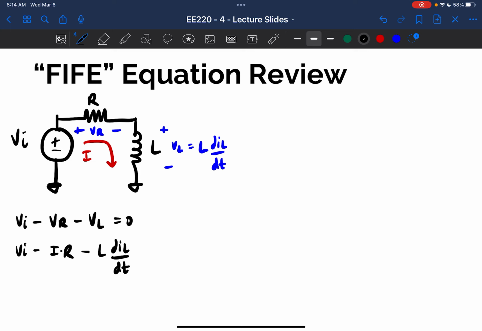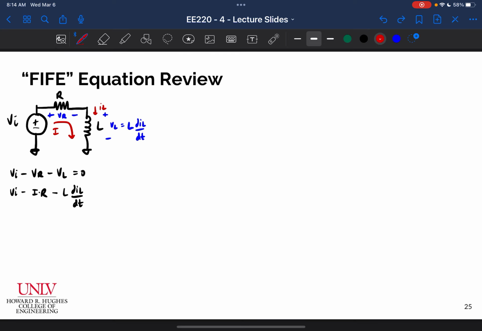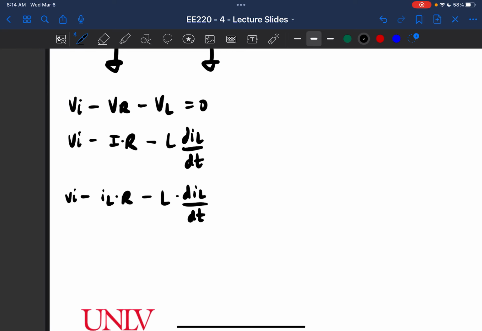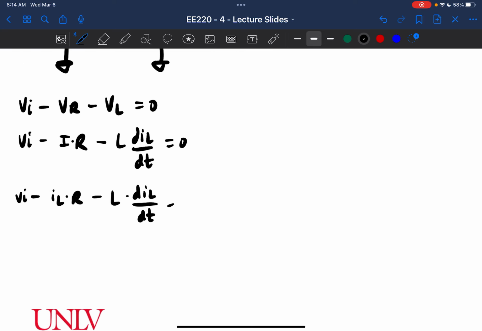Just notice that the IL that flows through the inductor is the same as I. So instead of keeping two different variable names for the same quantity, I'm going to change I here to IL as well, because that same current that flows through the inductor is the current that flows through the resistor, okay? And so now I can say that all this is equal to 0.